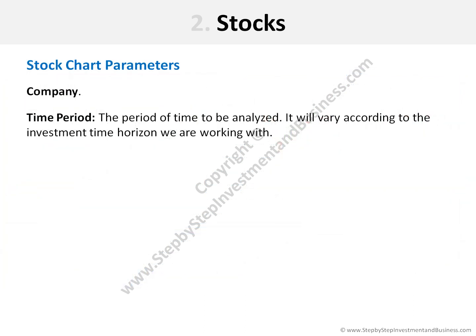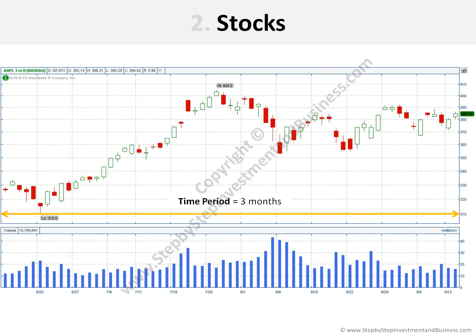As previously said, the stock chart refers to a specific period of time. This period will vary according to the investment time horizon we are working with. For example, in the case we are analyzing, the time period is 3 months. So here we are looking at the Apple stock prices during the last 3 months.